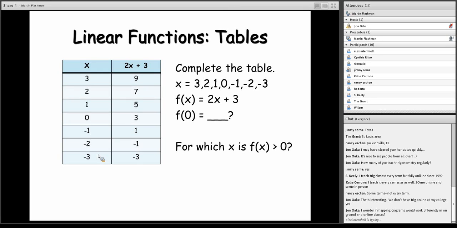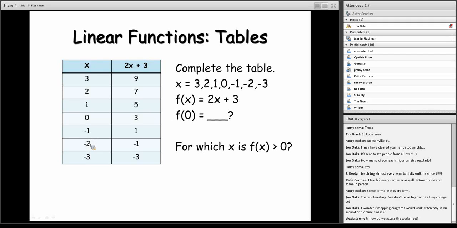f of 0 is 3. And for which x is f of x positive? Well, it looks like it's somewhere between -1 and -2 where it starts to get negative. And so we don't have a clear response to that, but it's certainly somewhere between -1 and -2. And we can come back to that later.